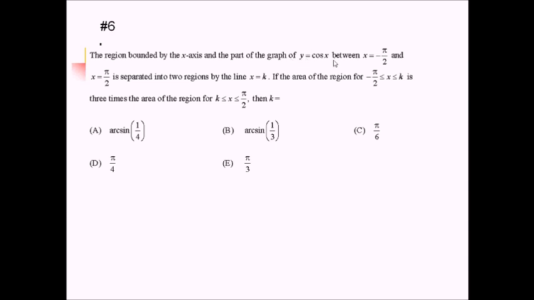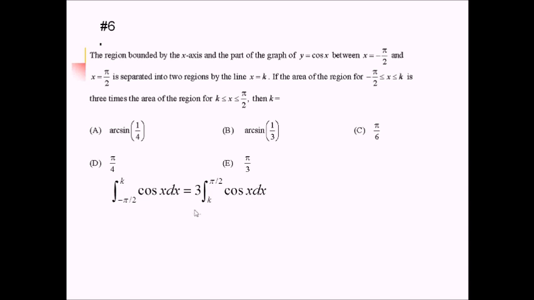My first region I can express as the integral from negative pi over 2 to k, because I'm going from this negative pi over 2 to this vertical line that they want us to draw, of cosine of x dx. So this is my first integral. Now they're telling me this area is 3 times the next integral. So that's going to be 3 times the integral from k to pi over 2. That's this next area here. And that's still going to be cosine of x dx. It's the same function, just a different region of that function.